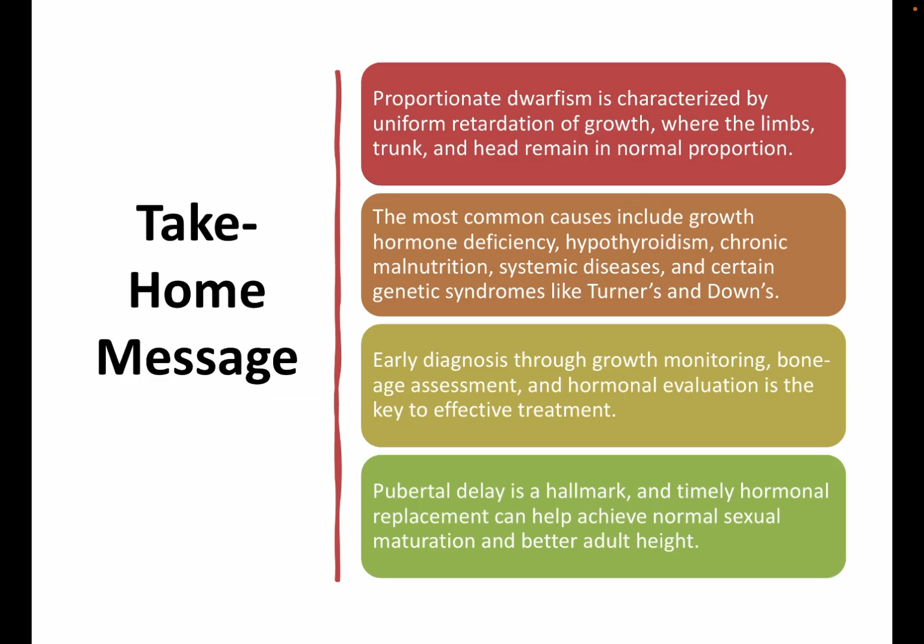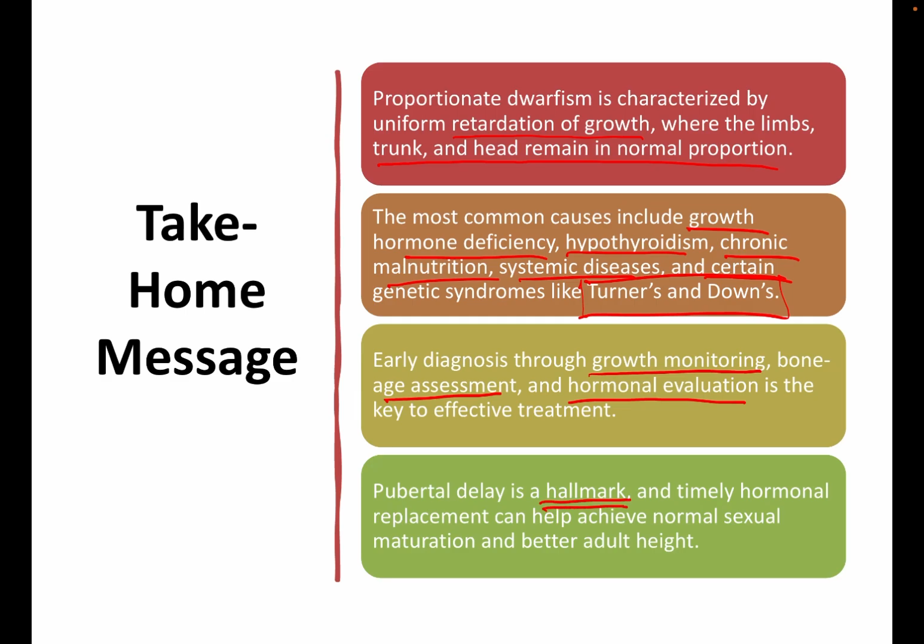Now, the take-home message is that proportionate dwarfism is characterized by uniform retardation of growth, where the limbs, trunk, and head remain in normal proportion. The most common causes include growth hormone deficiency, hypothyroidism, chronic malnutrition, systemic diseases, and certain genetic syndromes like Turner or Down syndrome. Early diagnosis through growth monitoring, bone age assessment, and hormonal evaluation is key to effective management.